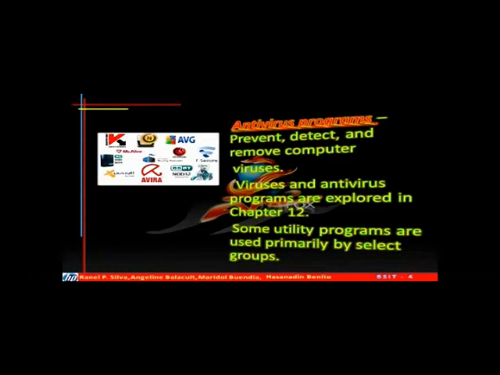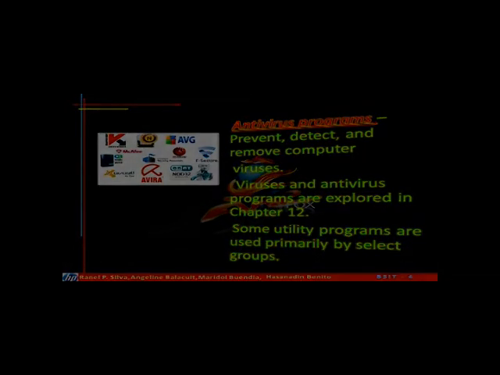Viruses and antivirus programs are explored in Chapter 12. Some utility programs are used primarily by select groups. Examples of antivirus programs are McAfee, AVG, Avast, and Avira.